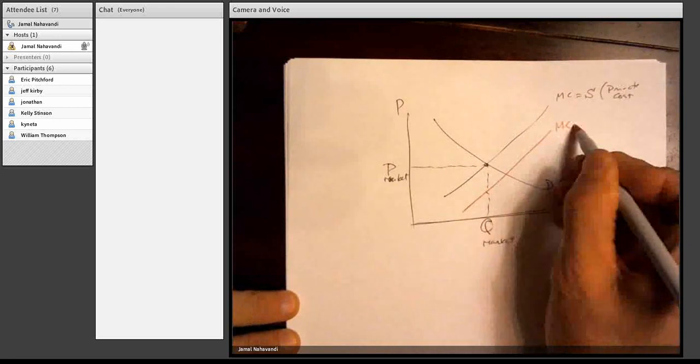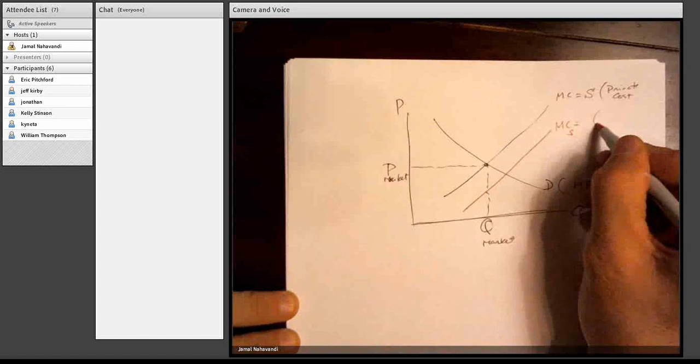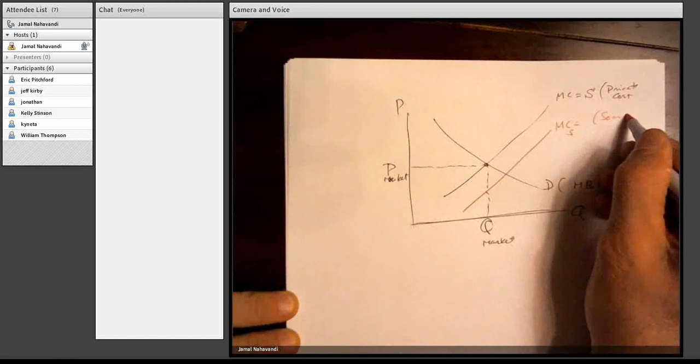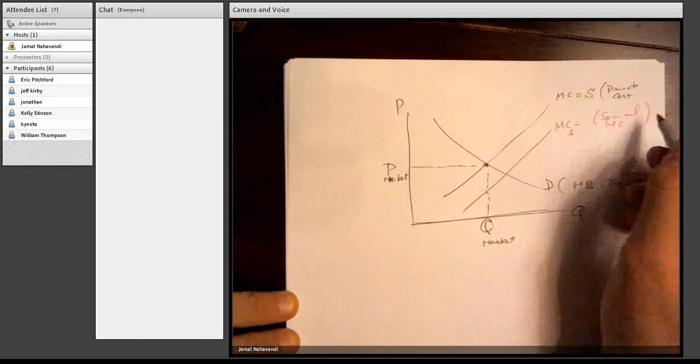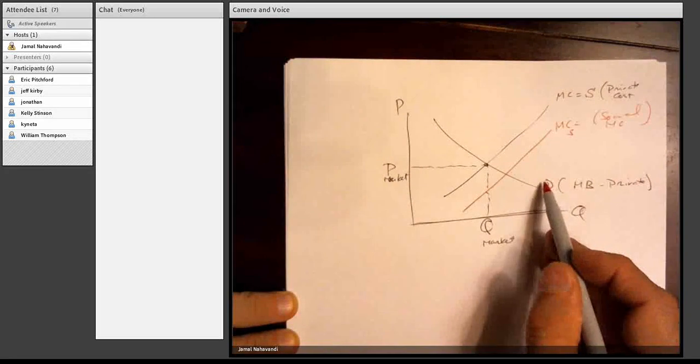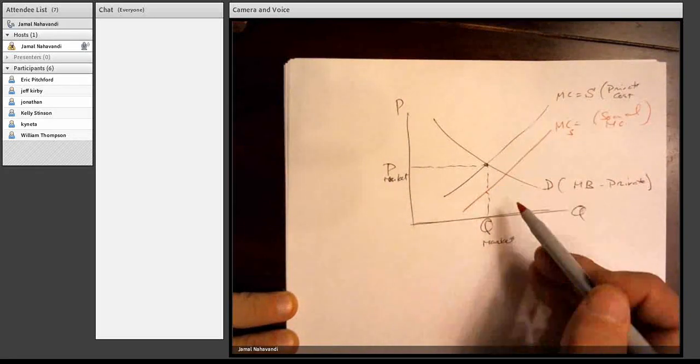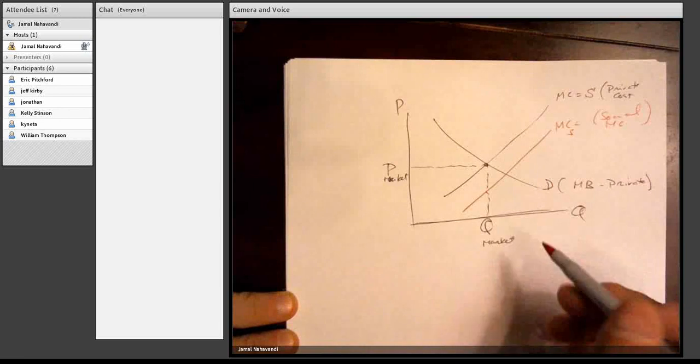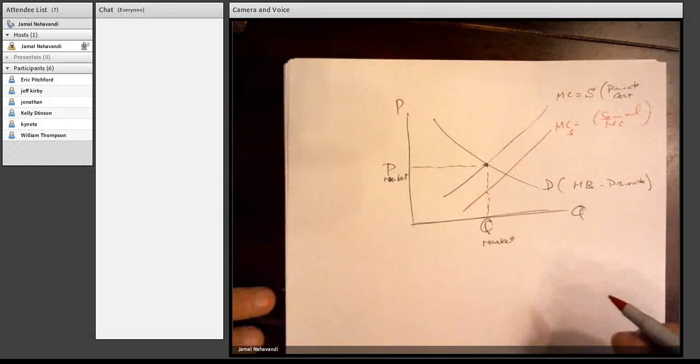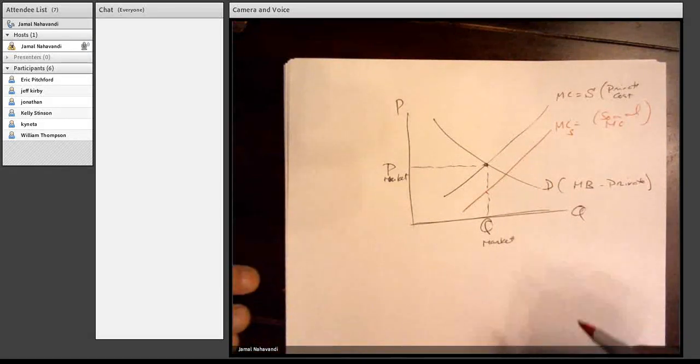Marginal cost, social marginal cost associated with it. So it's not only private, but it's also cost to the society. Some people are suffering and either pay in a form of inconvenience or health issues, respiratory problems, cancer that may happen as a result.